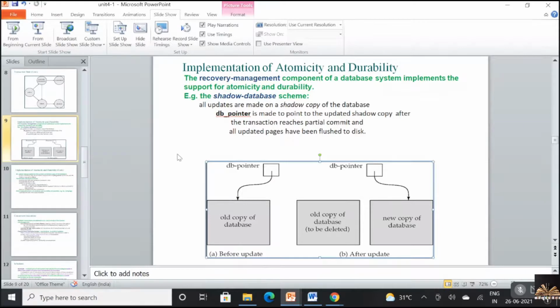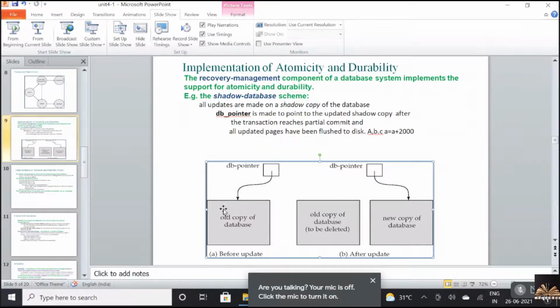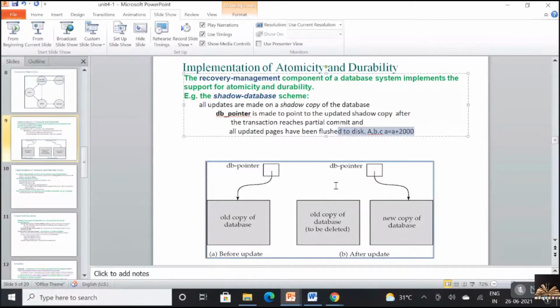So if I say there are some database items A, B, C in the old copy, and I say A equals A plus 2000, that wouldn't be reflected in the old copy, that would be reflected here. A's value, initially 1000, the new value, which is 3000, would be reflected here. And if I'm subtracting the value of B or multiplying the value of C, everything would be reflected in the shadow copy.